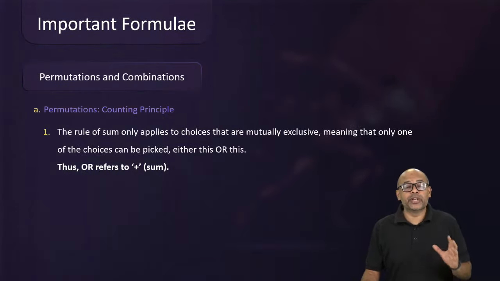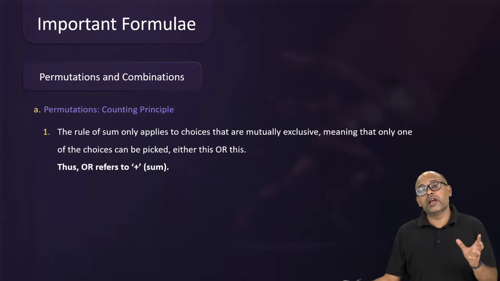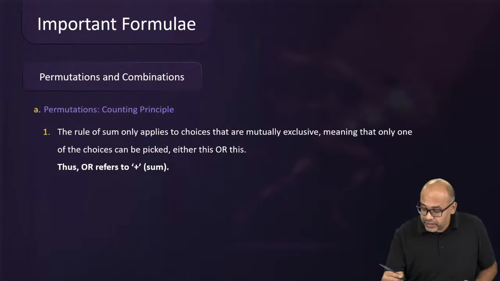Now, next is the permutation. So we have seen combinations till now. We will now see the permutation. What is the meaning of a permutation? In a permutation, the order matters.